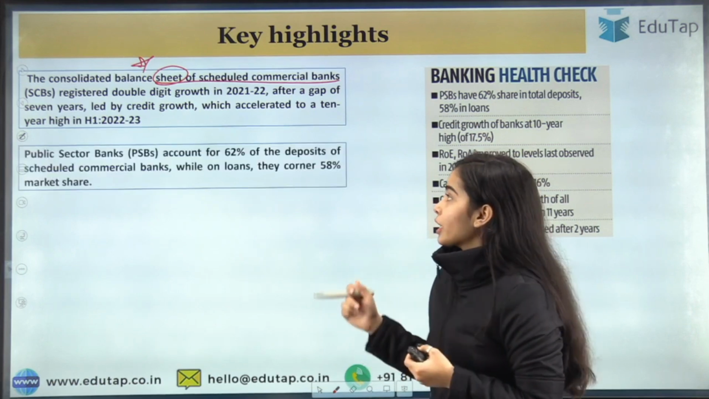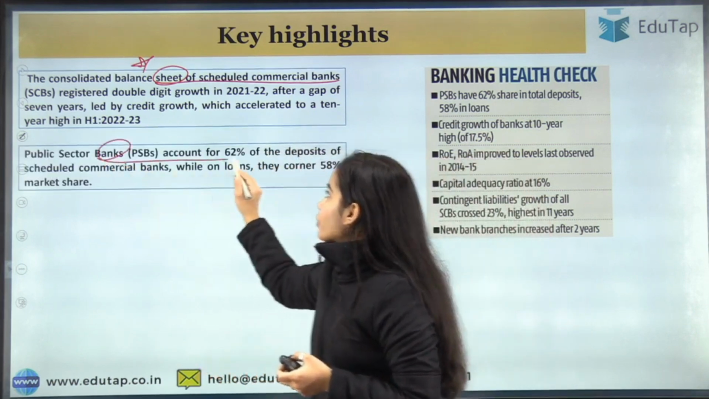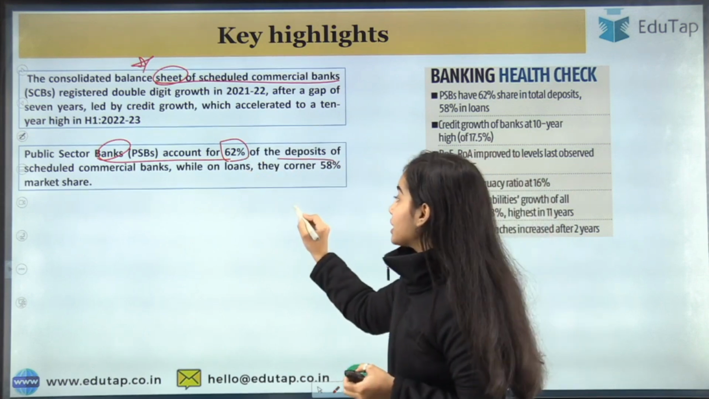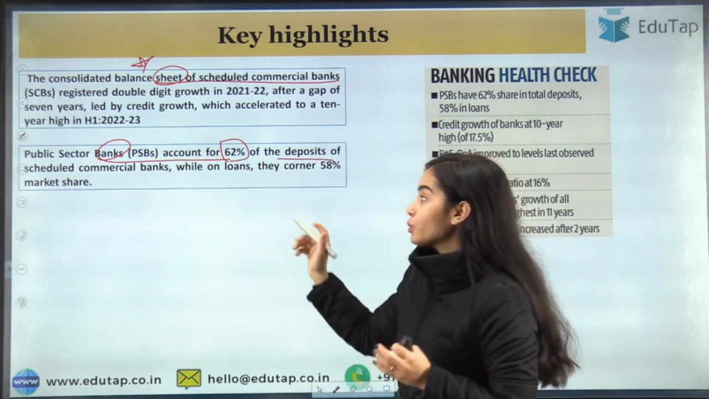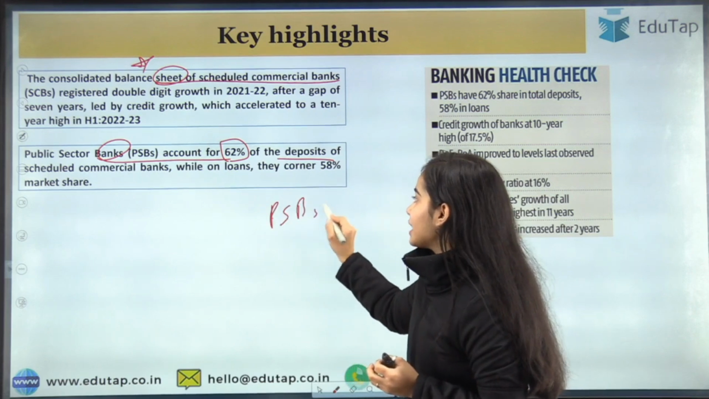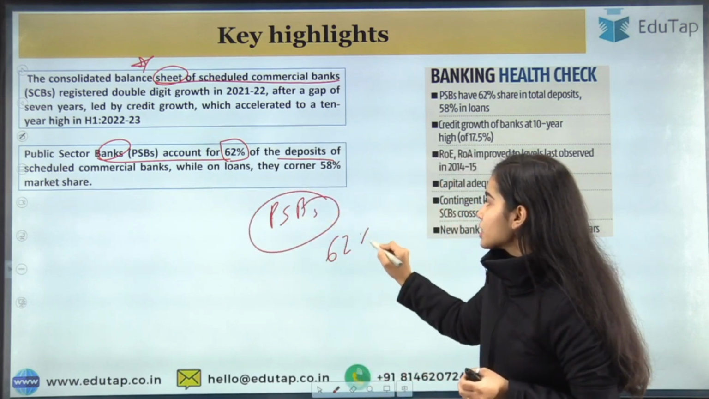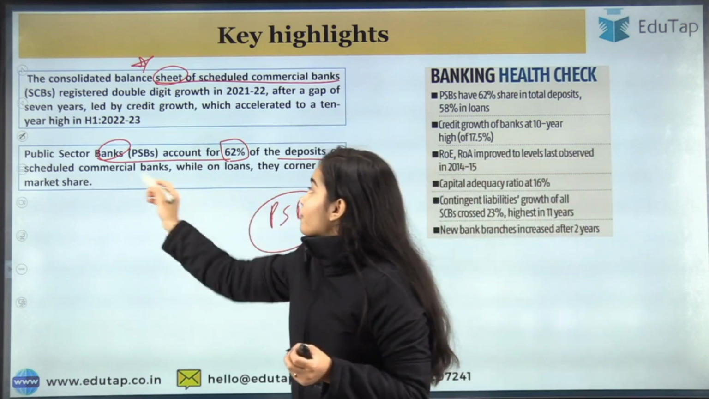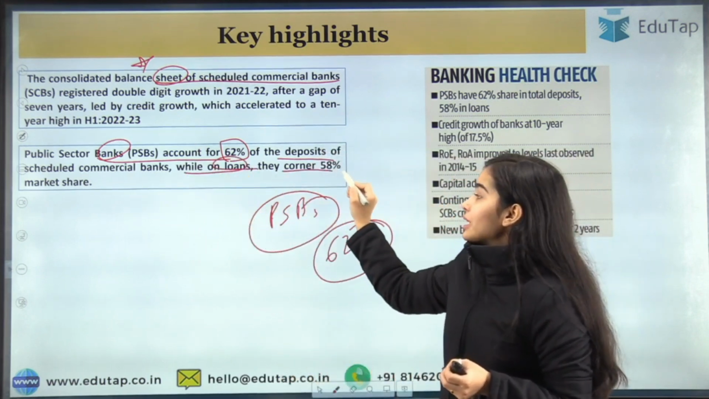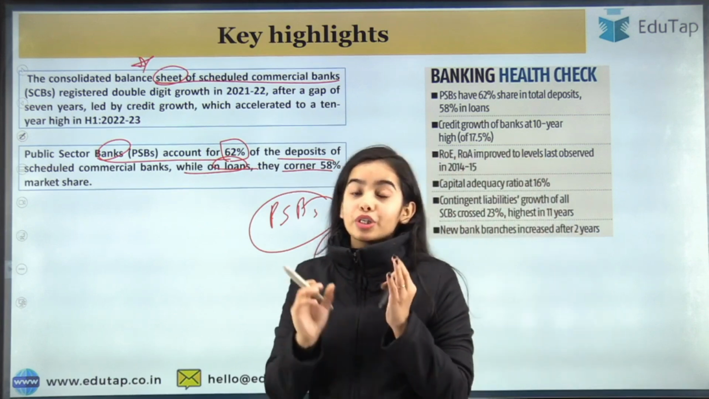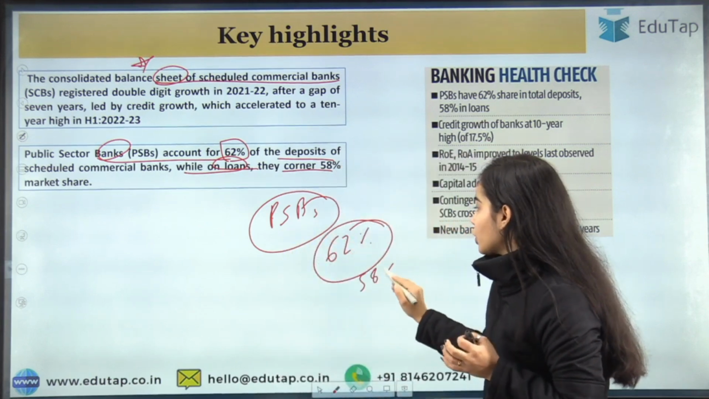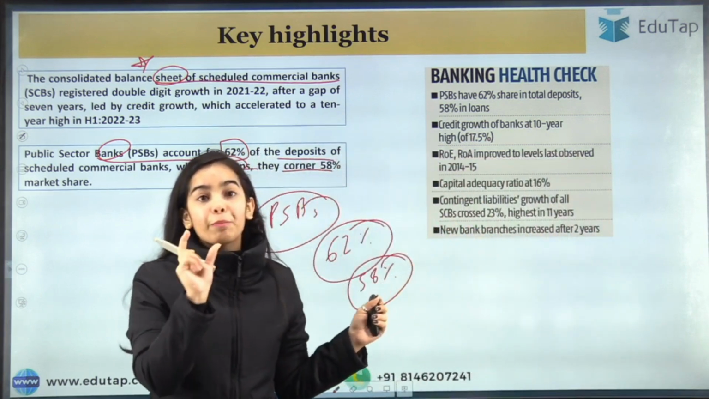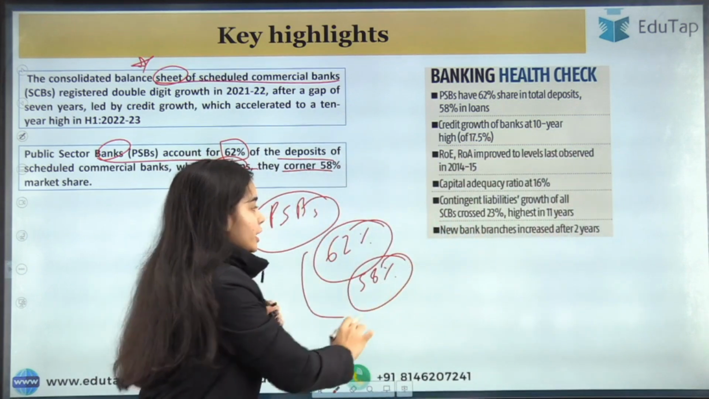Public sector banks account for 62% of the deposits of the scheduled commercial banks. Remember that most of the deposits were going to the public sector banks, and they have got 62% of the total deposits of the scheduled commercial banks. While on loans, they cornered 58% of the market share. So 58% of the total loans were taken from the public sector banks. Okay, so this is the important data point that you have to remember.